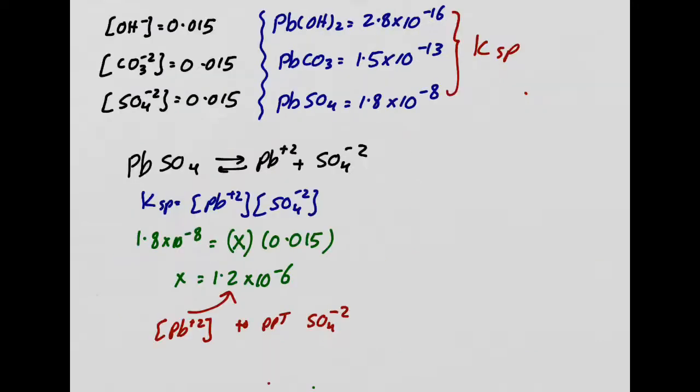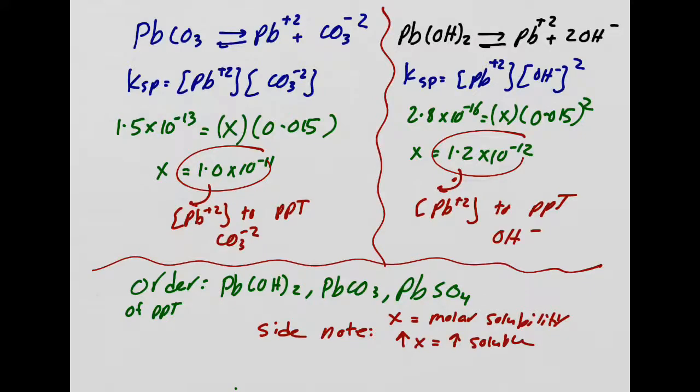But in this problem, again, I figured out how much lead I need to precipitate each one out. This was the most amount of lead I need to precipitate out. That's going to be the last one to precipitate. But this one is such a small amount of lead I need to precipitate this out. If I add a little lead, that will precipitate out.